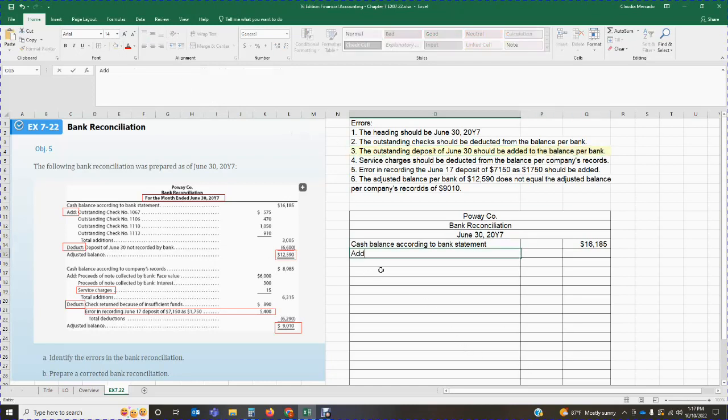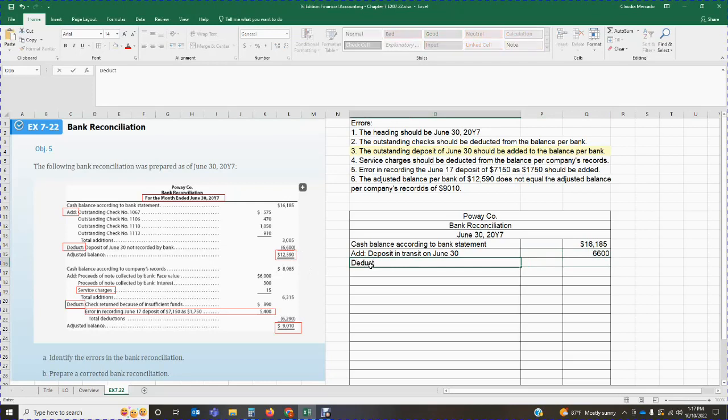So I'm going to add deposit in transit on June the 30th. So we have that deposit that is in transit, and we have one deposit in transit of $6,600. Because it's a deposit, we're going to add it.